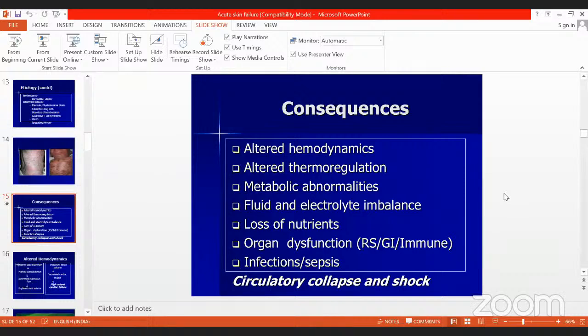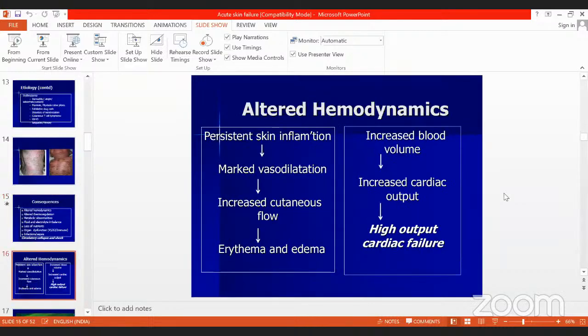Altered thermoregulation, metabolic abnormalities, fluid and electrolyte imbalance, loss of nutrients, organ dysfunction, and infection and sepsis. One or more of these ultimately result in circulatory collapse and the patient goes into shock. So we'll talk about each of these a little bit in detail.